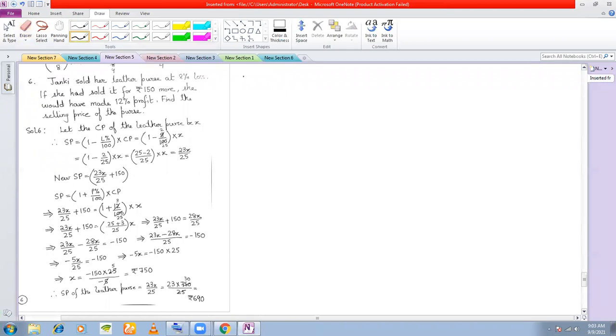If you read this problem, it states that Janki sold a leather purse at 8% loss. If she had sold it for 150 more, she would have made 12% profit. Find the selling price of the purse.